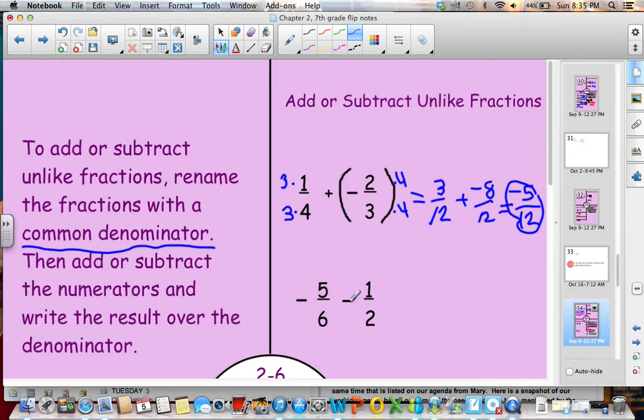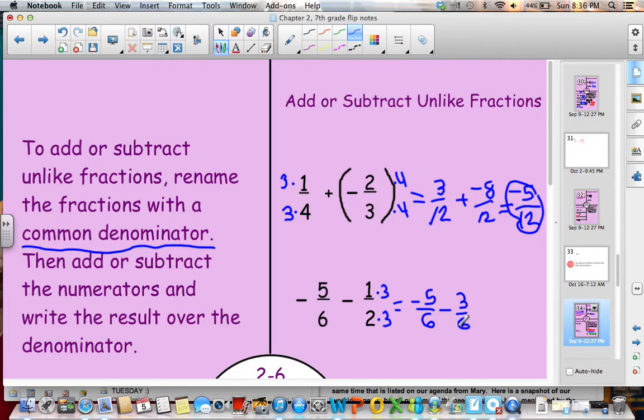Okay, -5/6 minus 1/2. Well, I know that both 6 and 2 go into 12, so we could change it to 12ths, but I also know that 2 goes into 6, so I'm just going to leave my -5/6, and I'm going to change this so that I have 6 as my denominator. And I know that 2 times 3 equals 6, so when I do that to the top, I'm going to rewrite it so I'm nice and neat. So -5/6 minus 3/6.